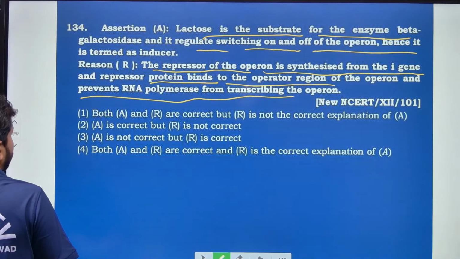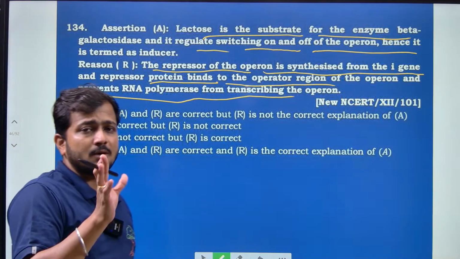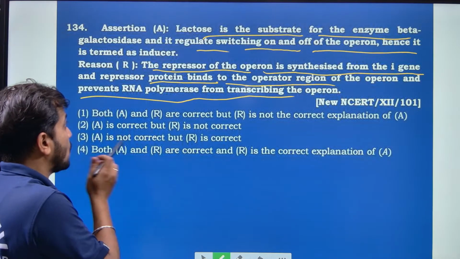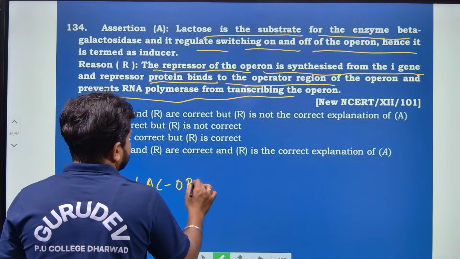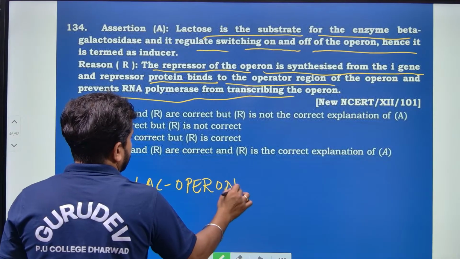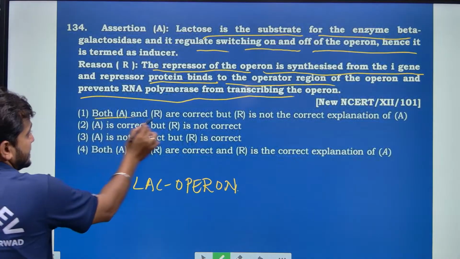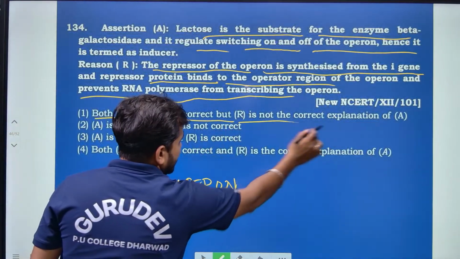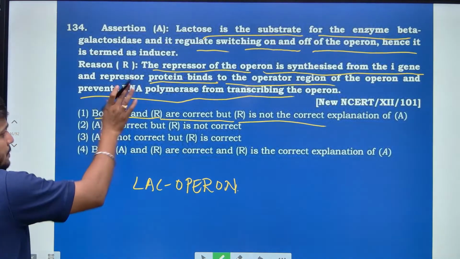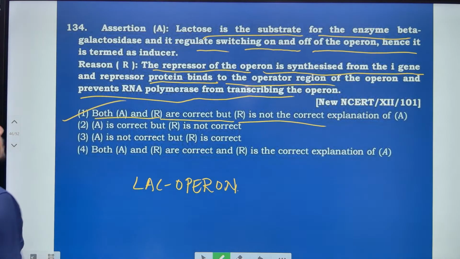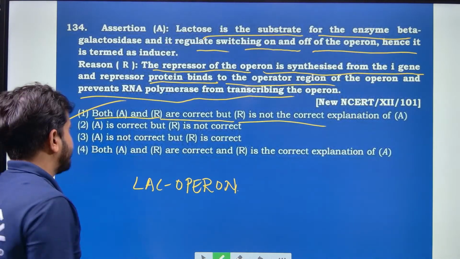So here what we should remember is that the operon itself is nothing but structural genes, and they are talking regarding the lac operon, right? So lac operon means here the substrate is nothing but lactose itself. So according to that, both assertion and reason are correct, but the reason is not the correct explanation of the assertion. So here option 1 is correct, right?